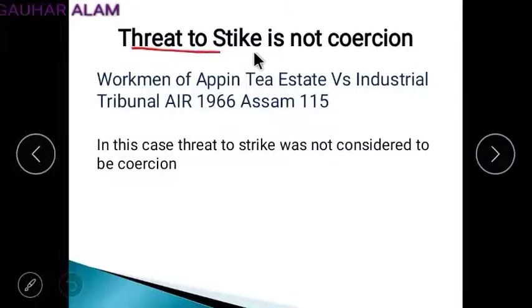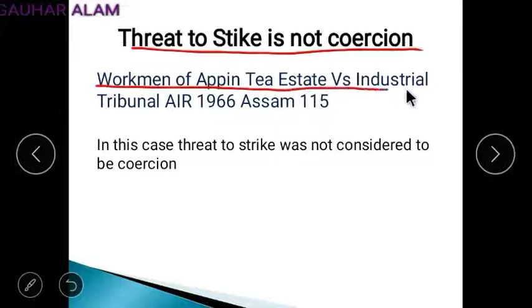so threat to strike is not coercion. In the case of Workmen of Apenty Estate versus Industrial Tribunal, it was held that threat to strike was not coercion. In this case, the workers of a factory were threatening the owner of the factory to go on strike if they don't get bonuses. Then it was held that threat to strike was not coercion.